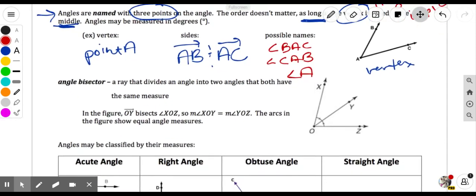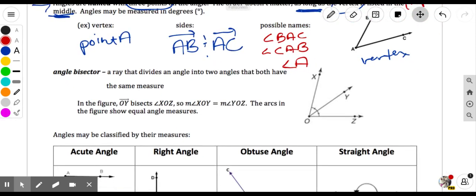Okay, another definition is an angle bisector. An angle bisector is a ray that cuts an angle in half pretty much. That word bisect we'll be referring back to at other points throughout the year. Bisect means to cut in half.